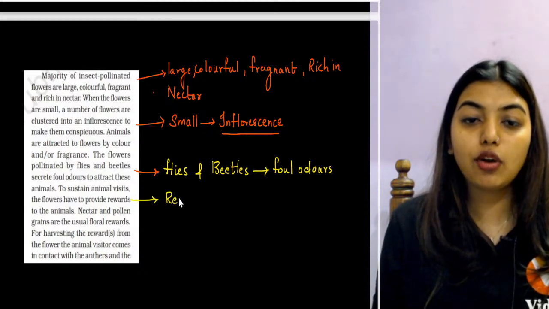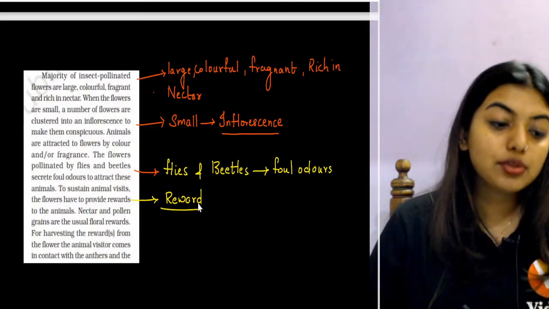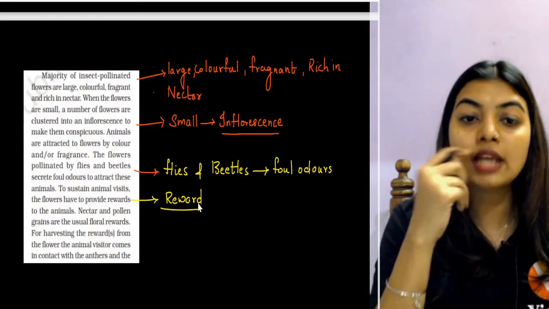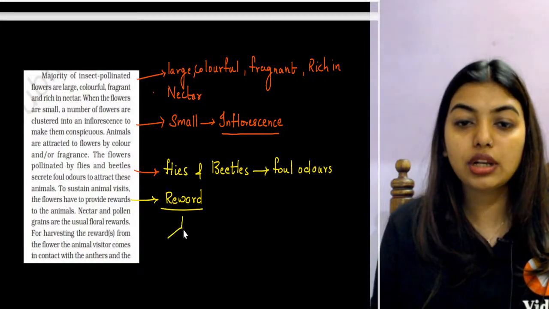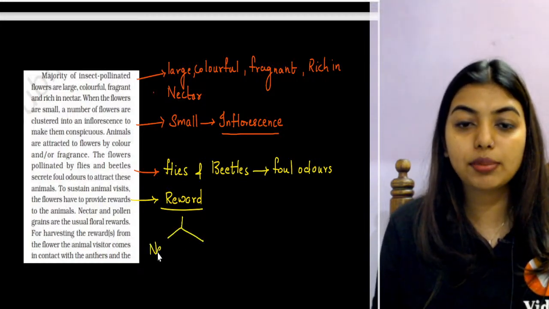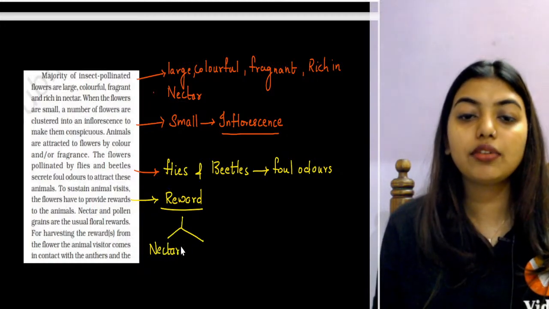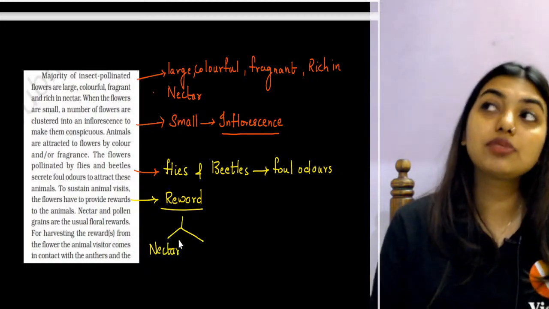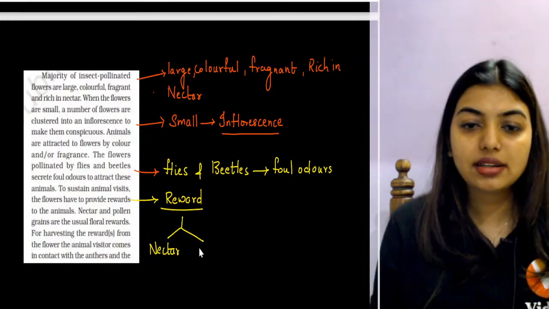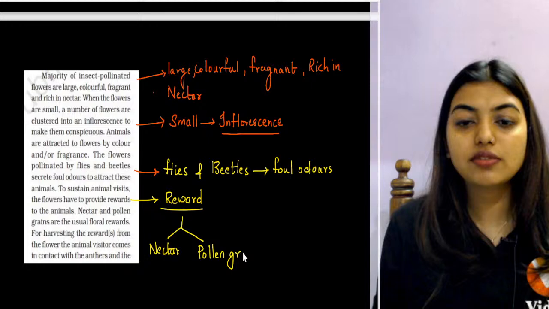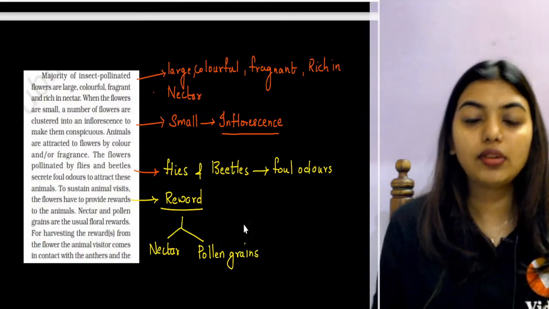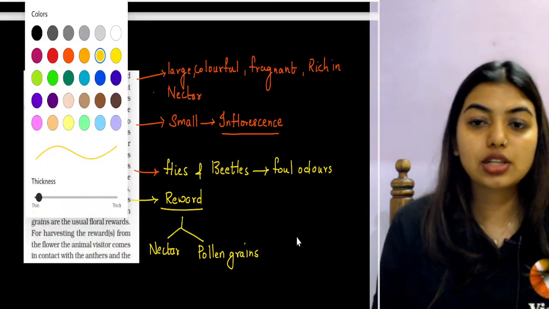There is a reward mechanism: you have pollinated this time, so I'm going to give you the reward as nectar and pollen grains. These are the two floral rewards that I have. First one is nectar, so that the bees, flies, butterflies will come back again. Second one, I'm going to give you the pollen grains. Now this pollen grain, students, is very simple. Let's take, this is our Sony bee.